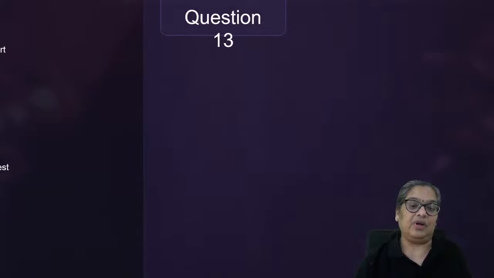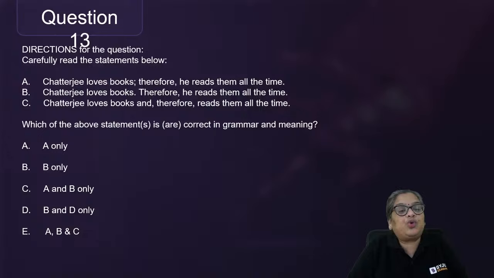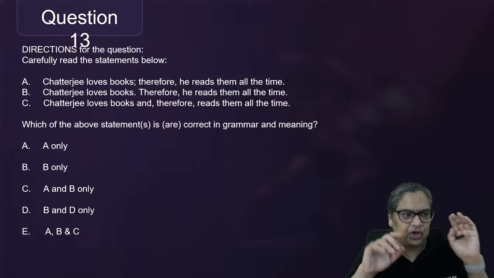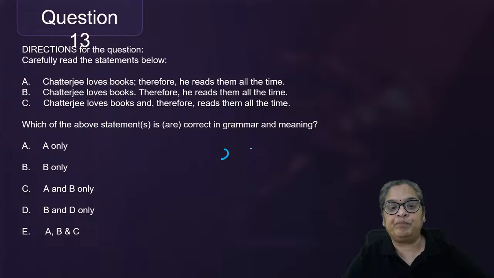Okay, next one, quickly. All right, which one is grammatically correct? Remember, there are 3-4 rules you need to know. When you're doing punctuation for that, know the importance of comma, semicolon, colon, quotes, and apostrophe. These are the 5 you need to know.